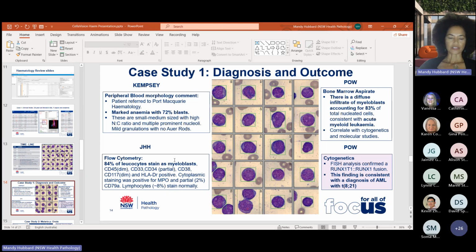Here's another snapshot, showing you ultimately what happened with the patient. The flow was into John Hunter, a bone marrow was done at Prince of Wales, and the cytogenetics as well. So the patient was confirmed as having AML.